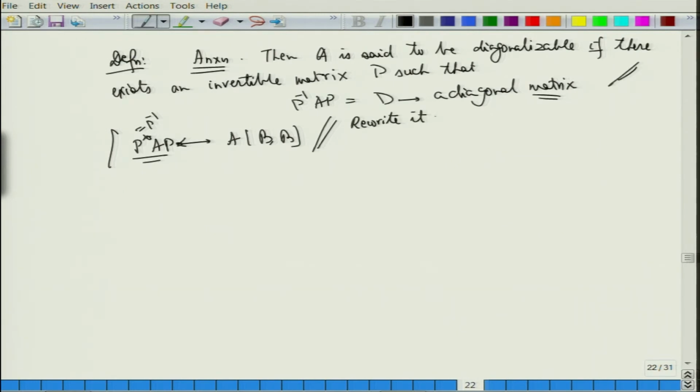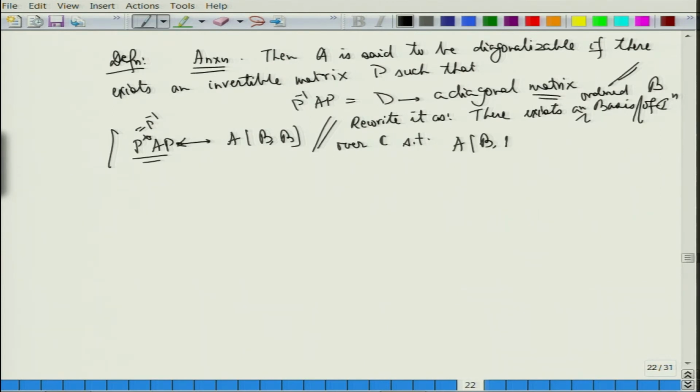I am rewriting the definition as: there exists an ordered basis B of Cn over C, such that A of B, B is equal to a diagonal matrix.